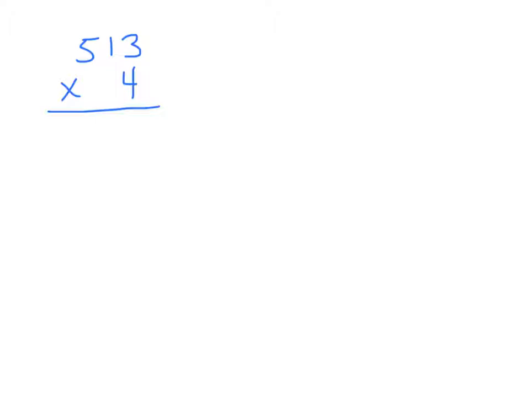Let me talk through what I believe many people do when they do this problem. Probably many people use the traditional algorithm. The very first thing they do is multiply 3 times 4. 3 times 4 is equal to 12. Put down the 2. Carry the 1. 4 times 1 is 4, plus 1 is 5. And then 4 times 5 is 20. So many people do it the traditional algorithm way and get 2052, which is certainly a great way of doing this particular problem.